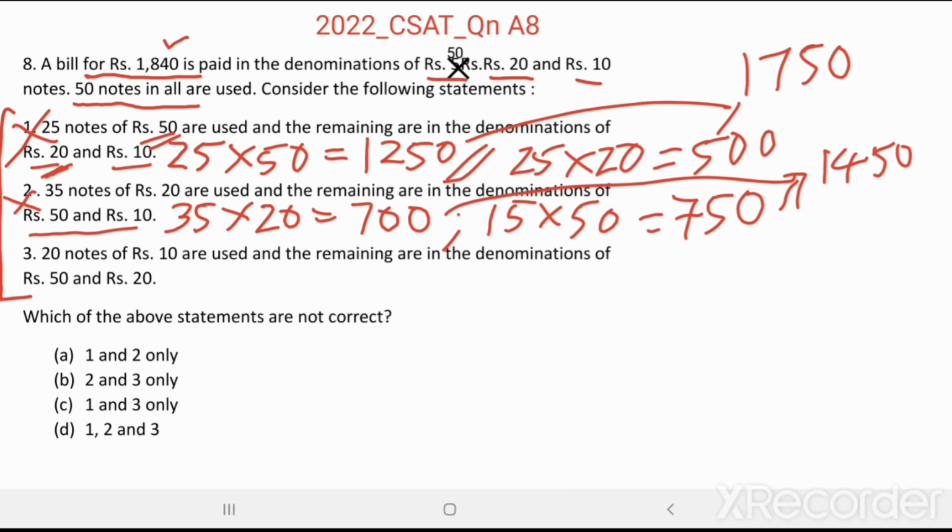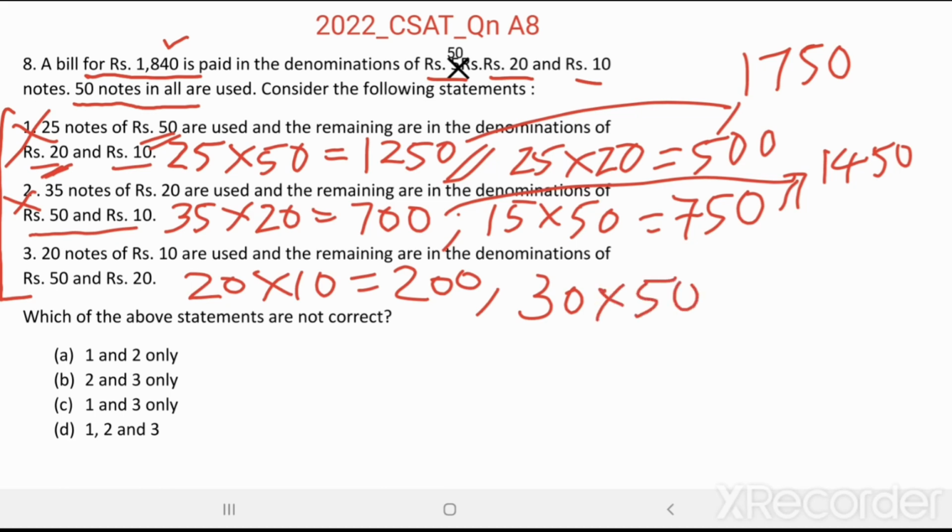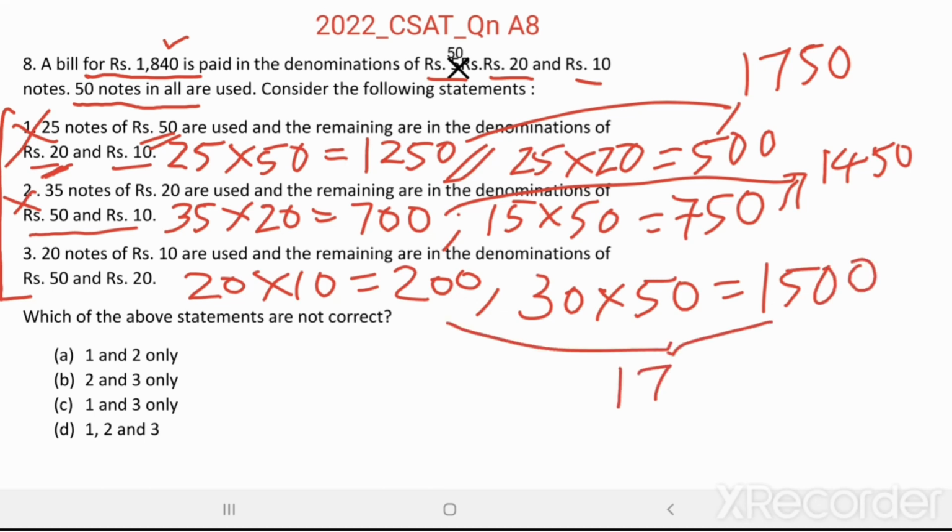Now see the third statement. 20 notes of rupees 10. 20 into 10 we get 200. Now 30 notes are remaining. Suppose all these 30 notes are rupees 50 notes. Then this is equal to 1500. Adding these two, this is the maximum possible value, which is equal to 1700, which is less than 1840.